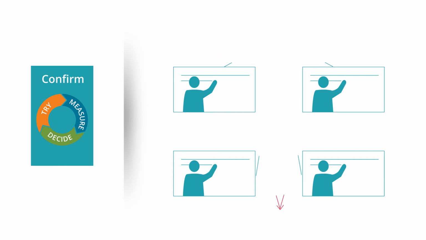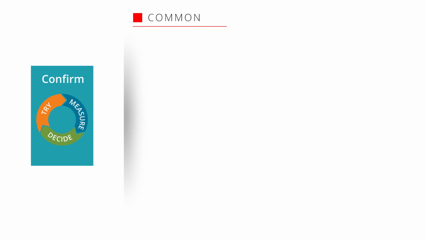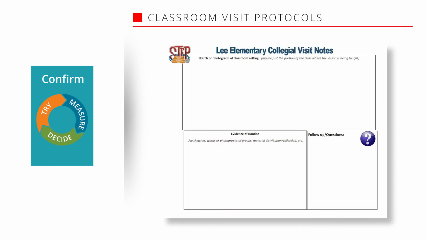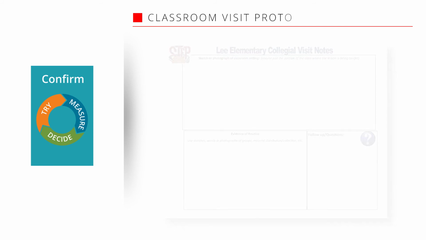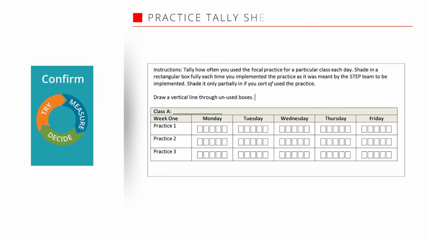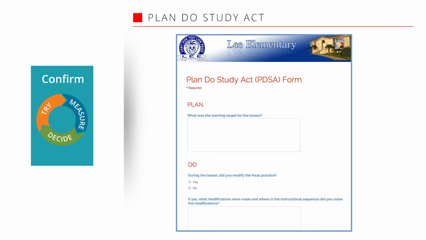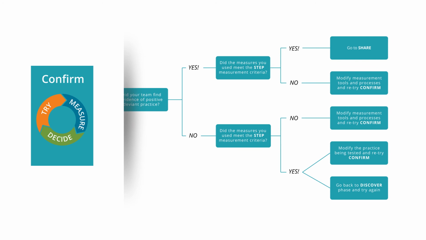In this phase, you will continue to use common student learning assessments, classroom visit protocols that are more targeted than in the Discover phase, and tools that document teacher experiences such as practice tally sheets or plan, do, study, act forms. As you test your discoveries using these tools, your coach will walk you through a decision tree that looks something like this.